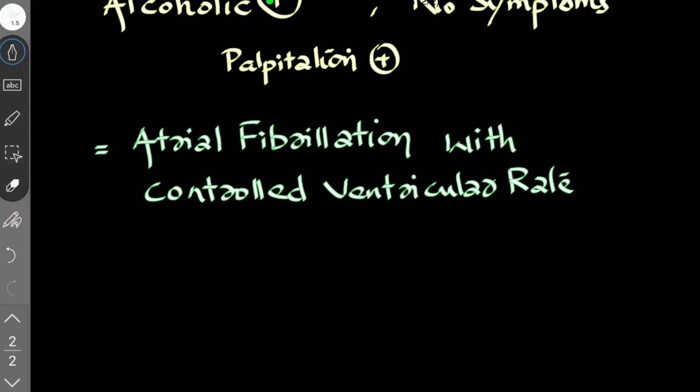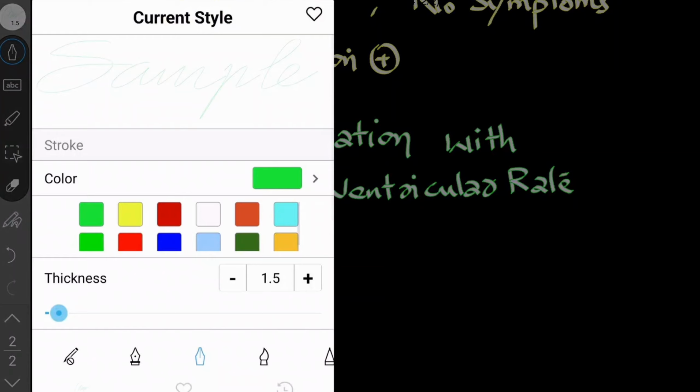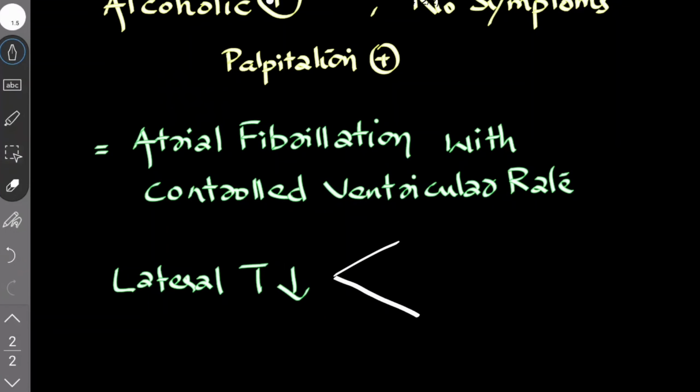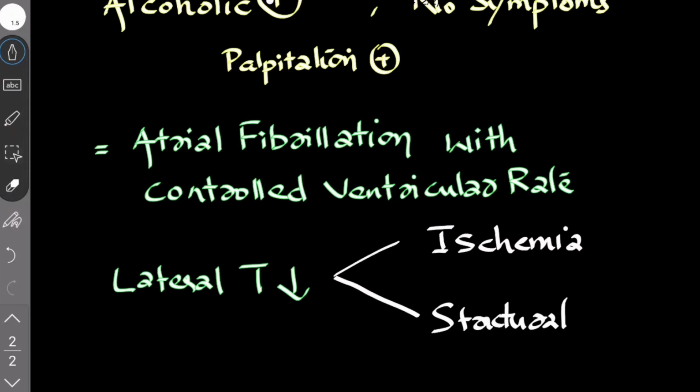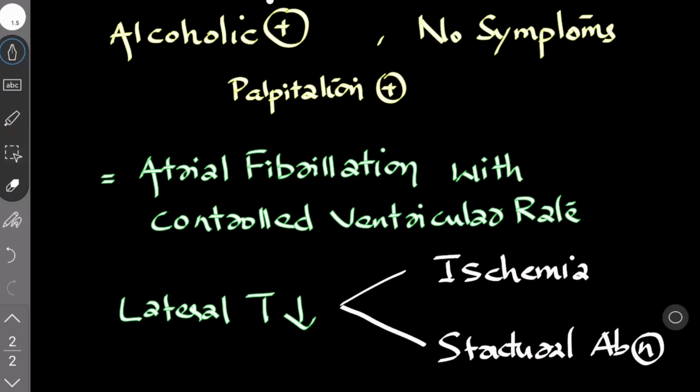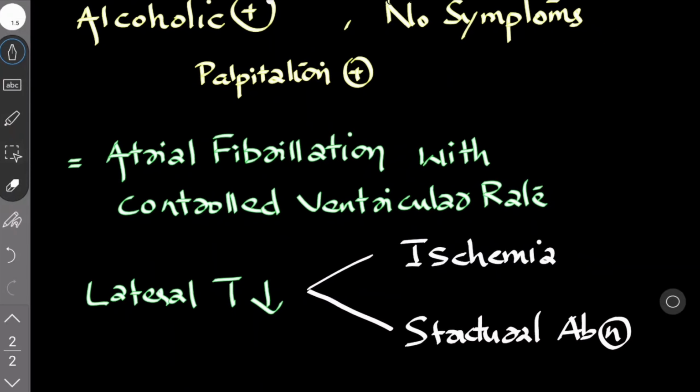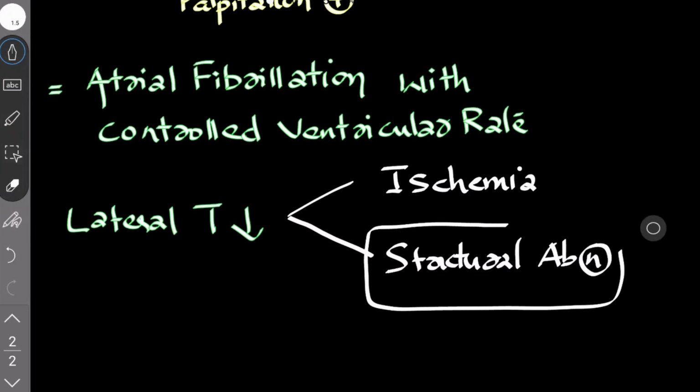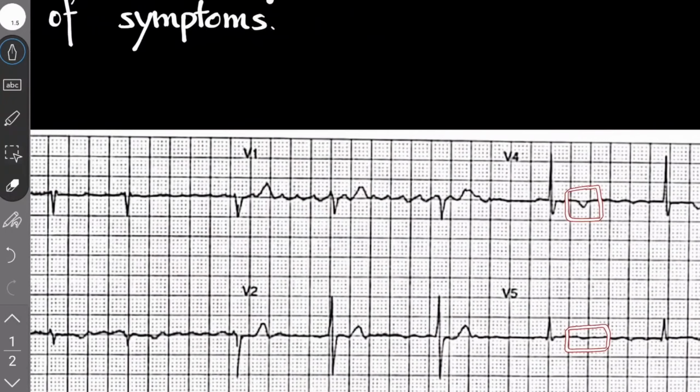And you see that there is a lateral T wave inversion. That could be probably due to two reasons: it may be ischemia, or it can be due to structural abnormalities. But here there are not many symptoms of ischemia, so we favor structural abnormality. Now look at lead V1.